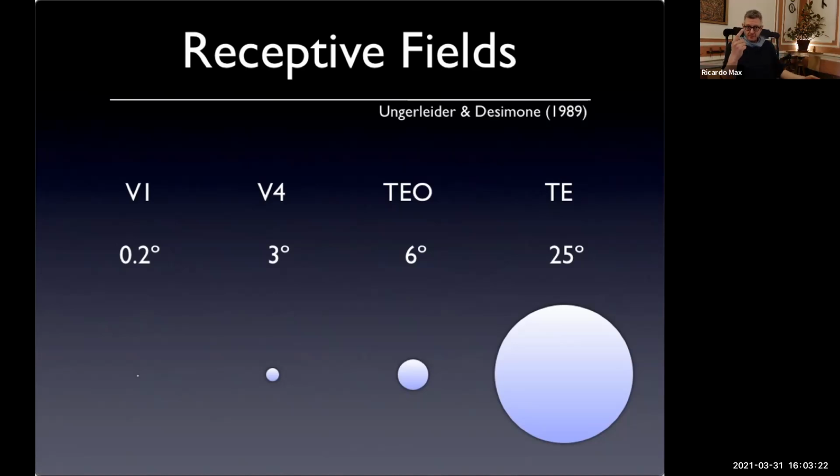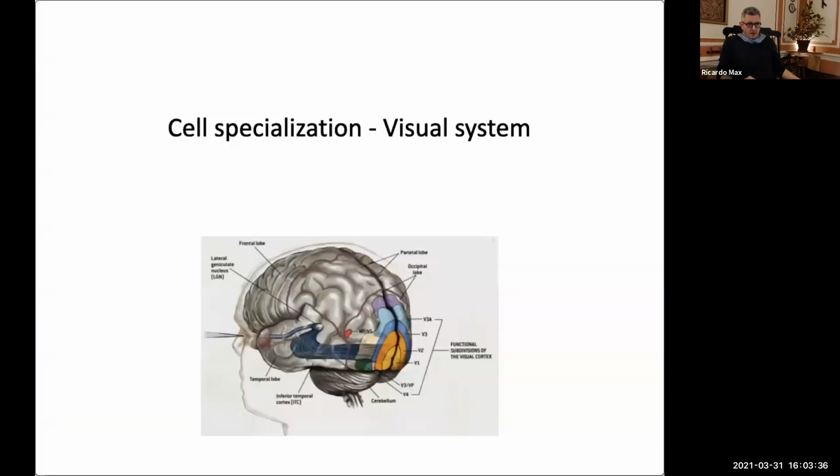So one neuron reacts to most of the central visual field. They obviously have a lot of shared area. Cell specialization in the visual field.